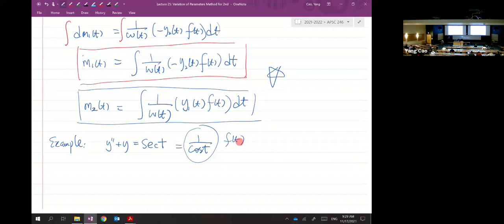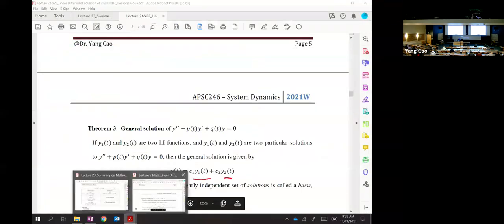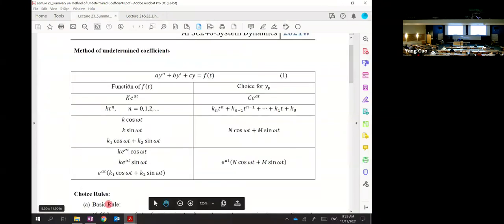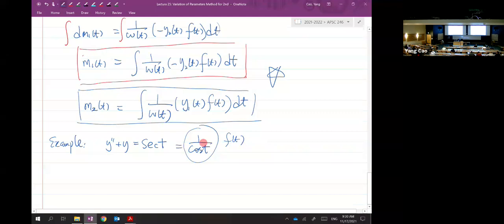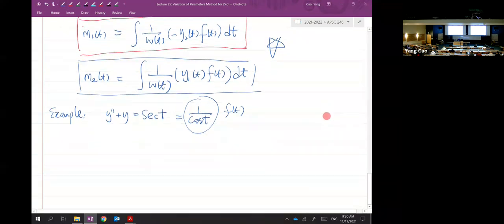You only use variation of parameters if f of t is not a type of function that you can find a similar form for in this table here. If you look at this table, none of these rows, none of the functions, give you 1 over cosine t. So then you can carry on and say, okay, undetermined coefficients is not going to work, so we have to use variation of parameters. That's the logical thinking here. So let's use variation of parameters.